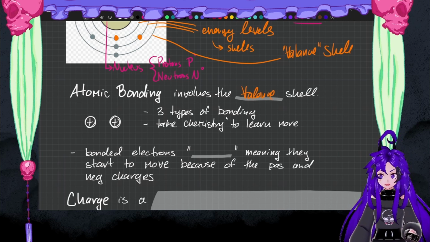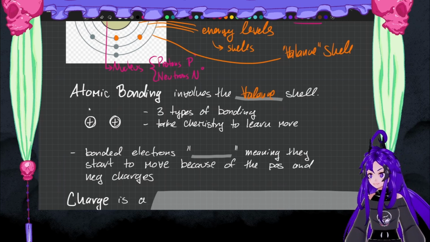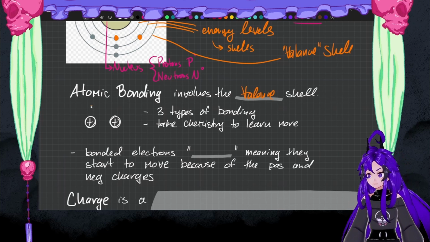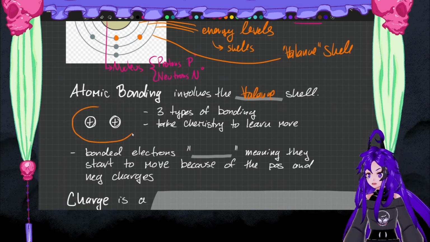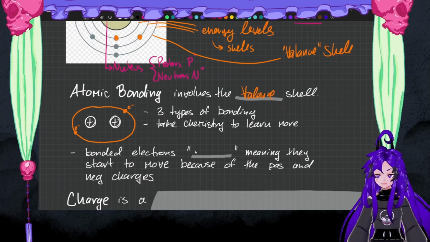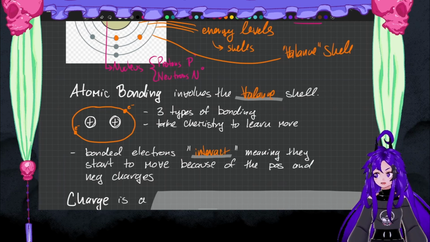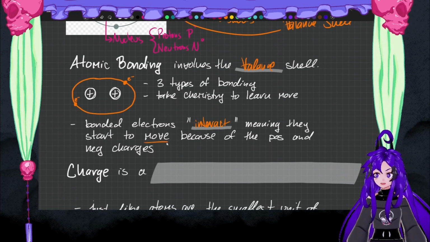And there are 3 types of bonding, and you should really look at a chemistry class for more details on that. All we really care about is that valence shell and the fact that when atoms bond, their valence electrons start to interact. Bonded electrons interact. So, valence electrons and bonded electrons interact. So, when they do that, they start to move.